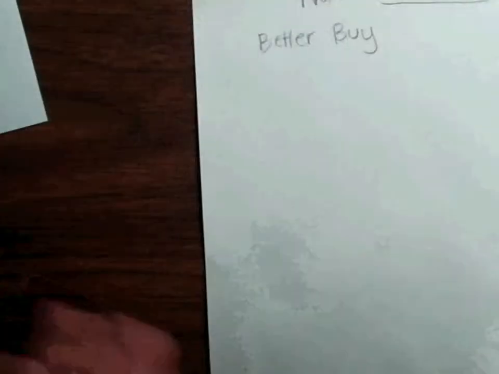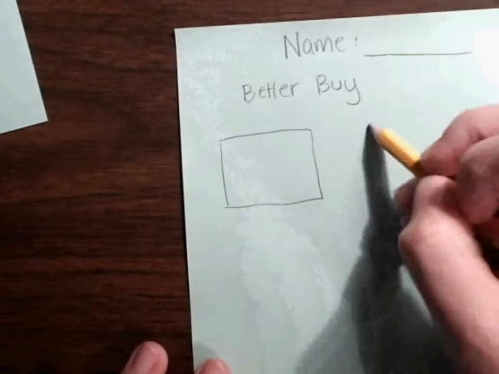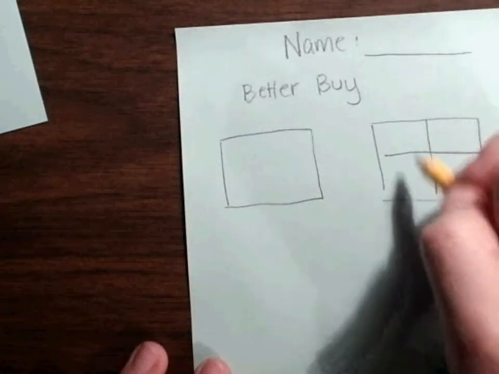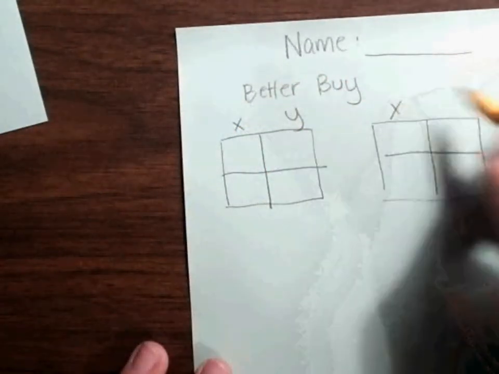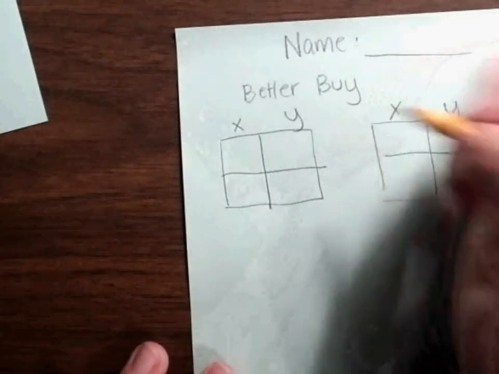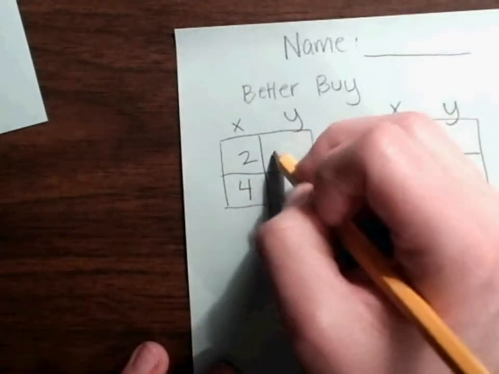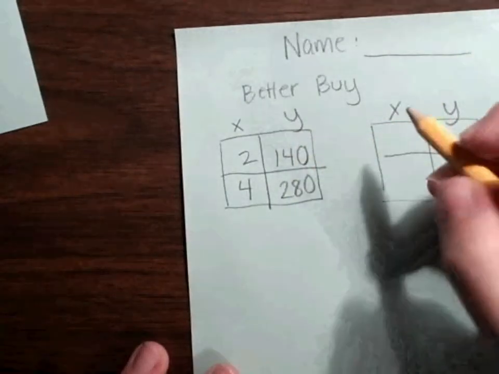Okay, so the first thing we're going to talk about is better buy. I want you to draw two tables for me. We have X and we have Y. Y represents our total cost. And we have 2, 3 for X and 140, 300 for Y. You're filling this in with me.